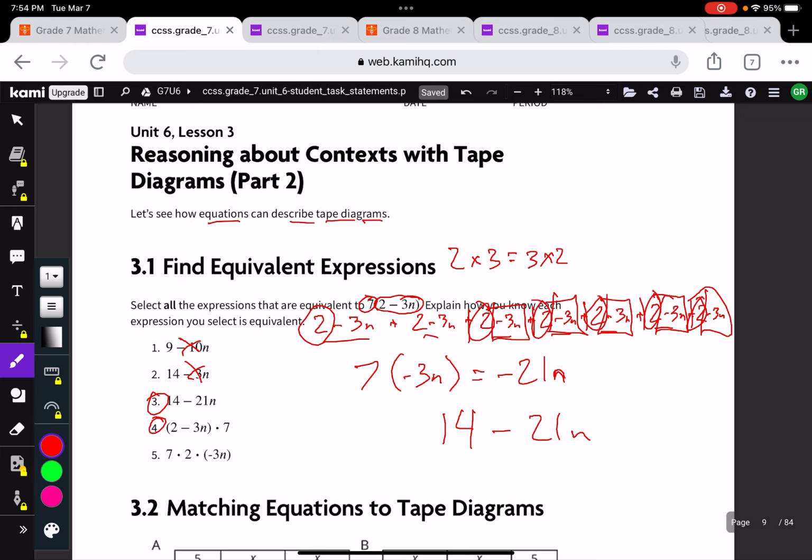And number 5 is saying like 7 times 2, well, that's 14, minus 3n, which will not get us the right answer. So it looks like it's just 3 and 4. All right.